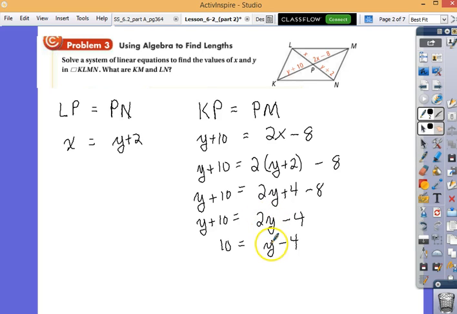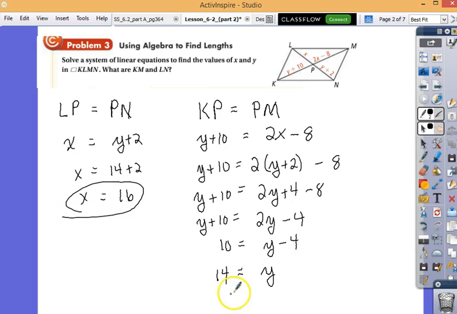So 2y minus y is what gives me the y. And then now it's really obvious that to isolate the variable I need to add 4. So y came out to be 14. And then if I go and back substitute in, if y is 14, then 14 plus 2 is 16, and that solves for x. So I've solved for x and I've solved for y.